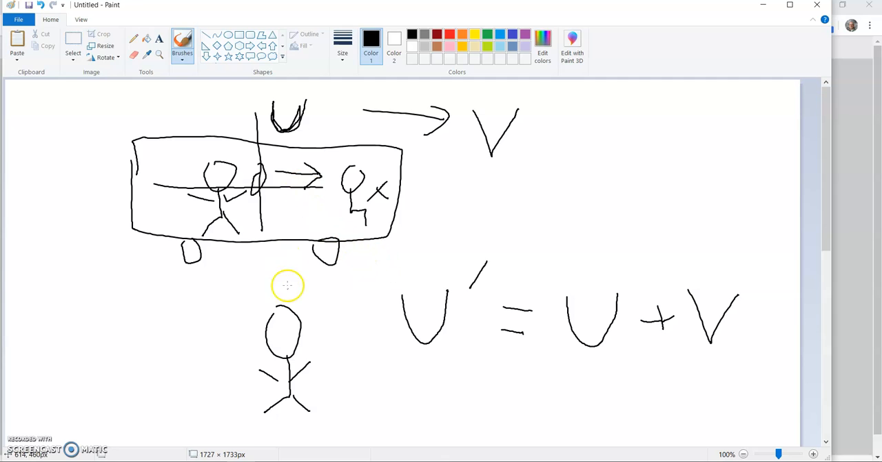Another way to say it is the laws of physics work in both reference frames. In this reference frame, the object's moving at a constant speed. In this one, it's also moving at a constant speed. It's just a different constant speed because the frames are in motion relative to each other. Now, that was something that Einstein noticed, that the laws of physics have to be the same in all reference frames. If they're not, there's a problem.